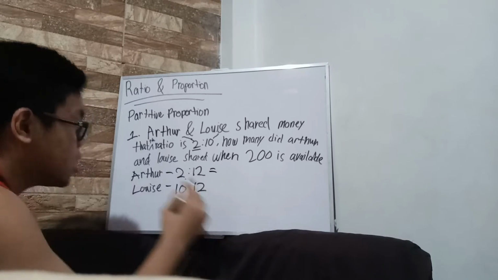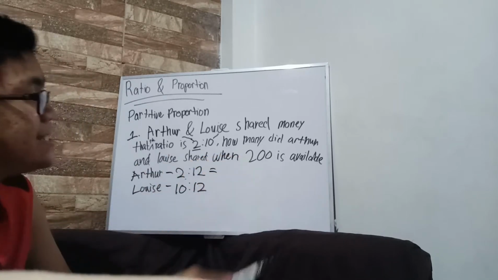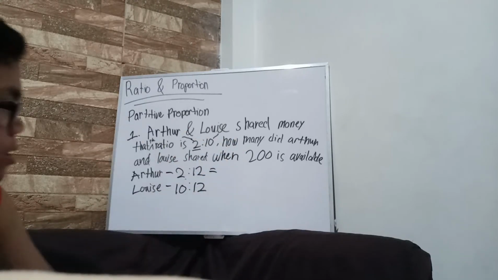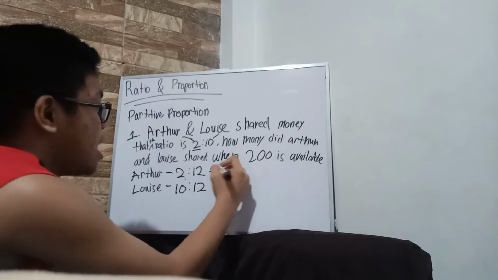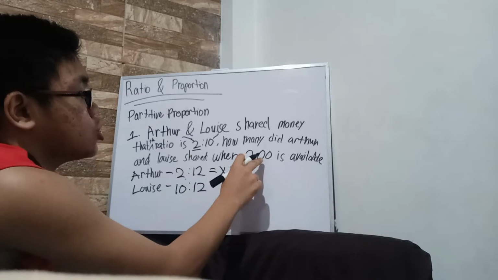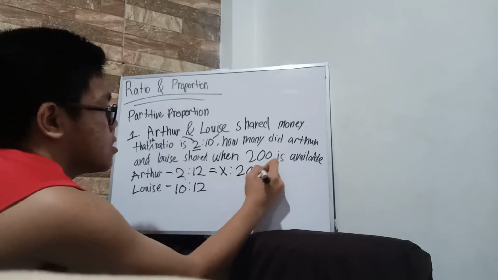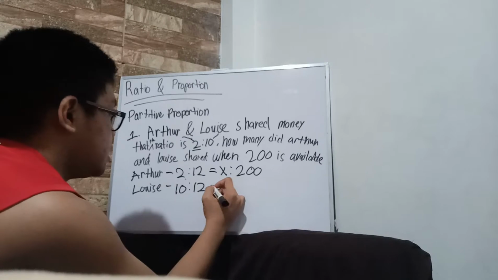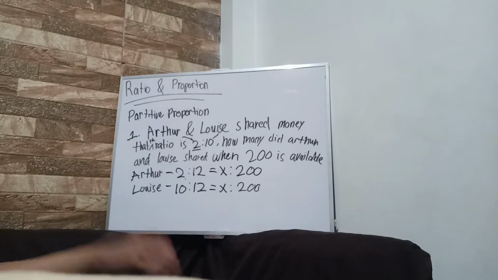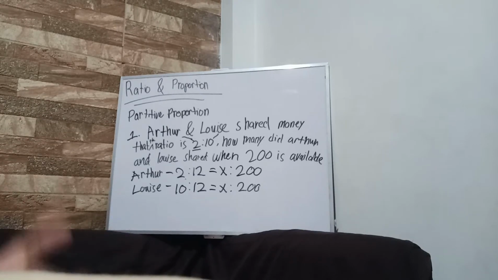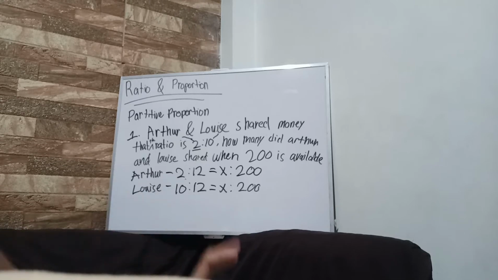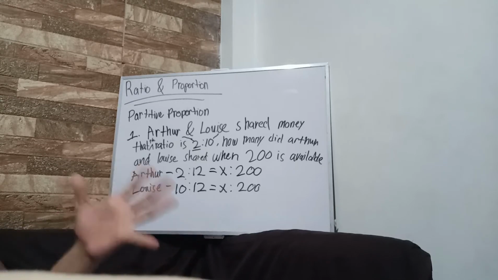So the question there: how many did Arthur and Luis share when 200 is available? So we will have X for Arthur, and for Luis also X, then 200. This time we will apply the direct proportion formula, the butterfly method, cross multiply, and we will turn it into fraction form.